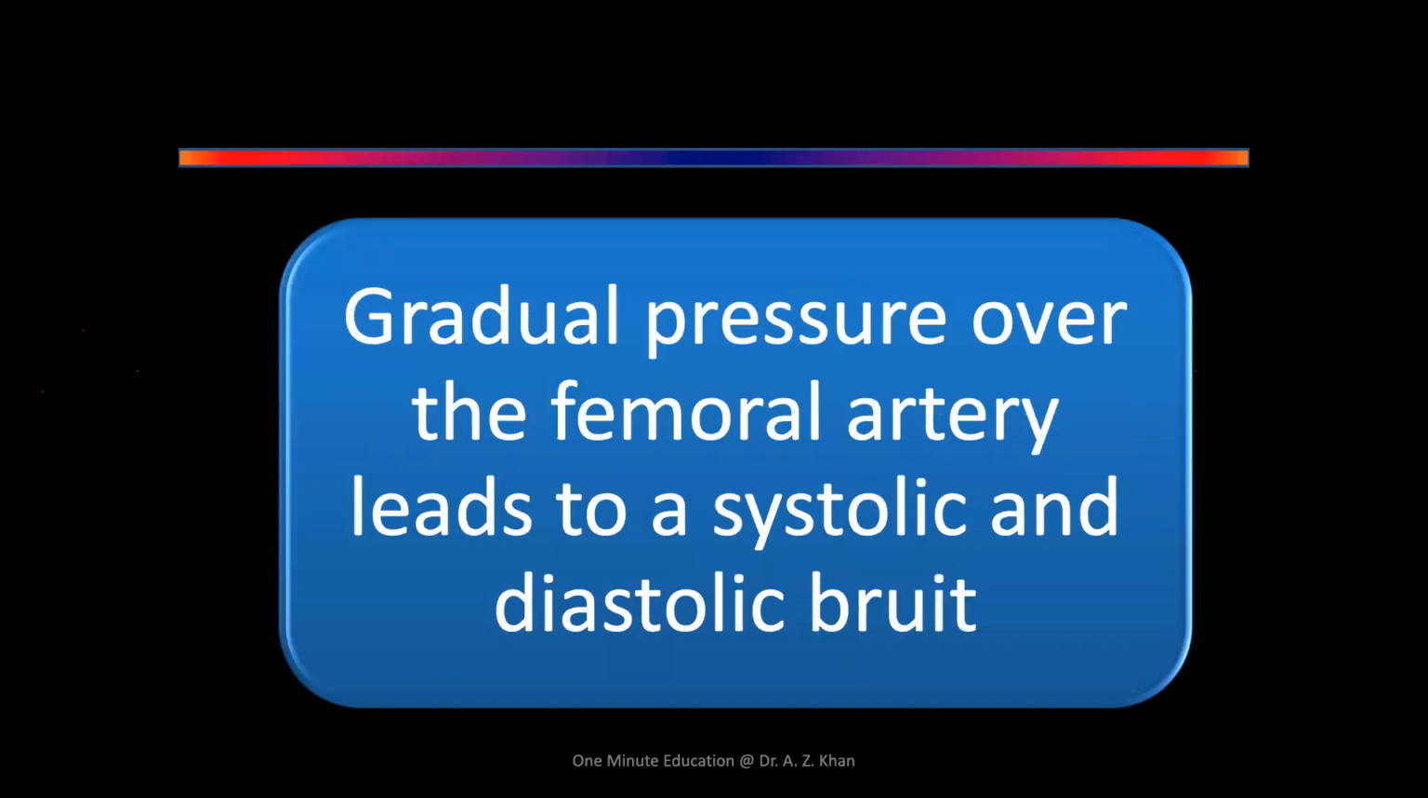Give me the name of this sign. All of this is in aortic regurgitation. If you've read it, you get 1 mark very easily. Gradual pressure over the femoral artery leads to a systolic and diastolic bruit. What is the name of the sign? In aortic regurgitation again. Yes or no?